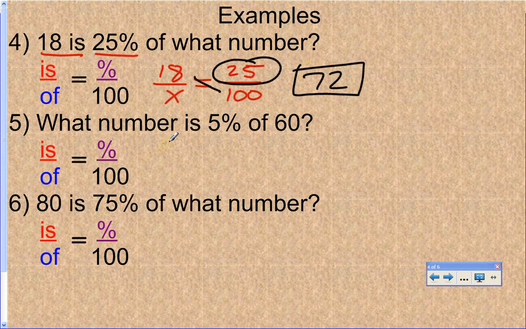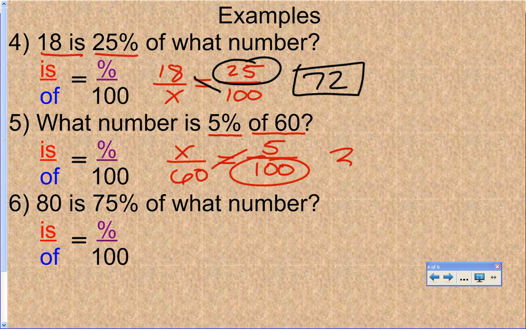Example number 5. This is another one of those tricky ones. We have is 5% of. But don't be fooled. The 5 has a percent attached to it. So that is 5%. Then we have of 60. So that's going to go in the of spot. So 5% of 60. Cross multiply and divide, and you get 3.